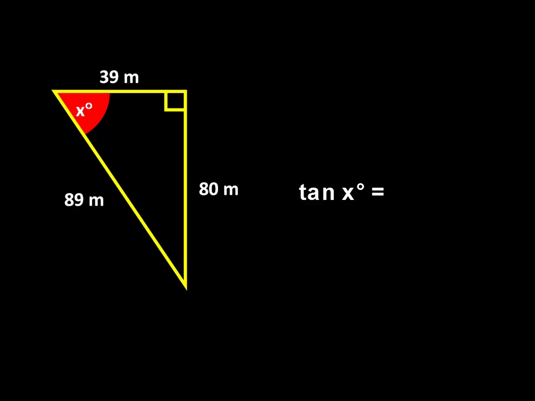In this question, we want to find tan x. Before we can do that, we must label the sides. The longest side is 89, and we know that's called the hypotenuse, letter h. The side opposite to angle x is 80, so we can label it the opposite, letter O. And the last one is called the adjacent, letter A.